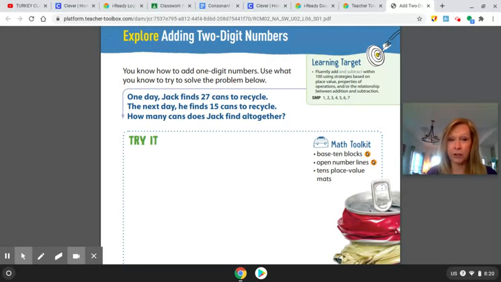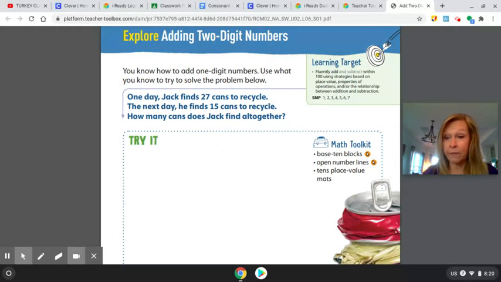So I will read it to you. One day, Jack finds 27 cans to recycle. The next day, he finds 15 cans to recycle. How many cans does Jack find altogether? Well, altogether is our key word that tells us we are adding. So we're looking at our number of 27 and our number of 15 and putting those together.